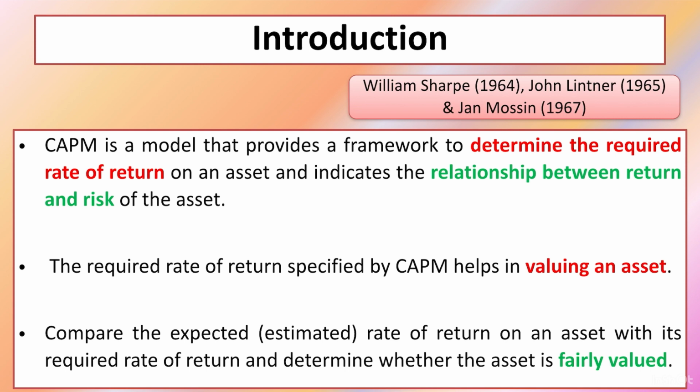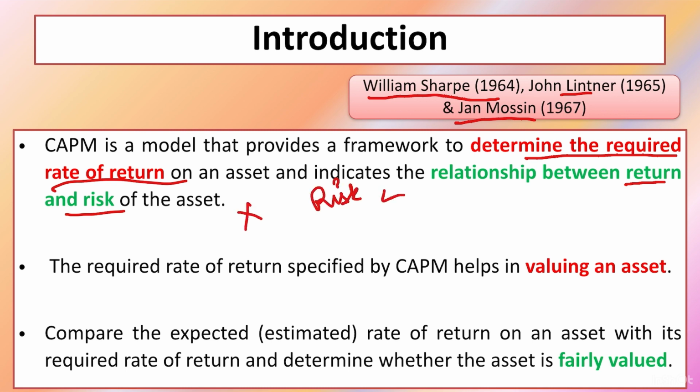Before we understand the meaning of the CAPM model, this model was introduced by William Sharpe in the year 1964, and further John Lintner and Jan Mossin have evolved this model. Now, what does this model say? This model provides the required rate of return of any security, and it helps to determine the relationship between risk and return of any security. Say for security X, the risk and return have been determined, right? The CAPM model will give you the expected return.